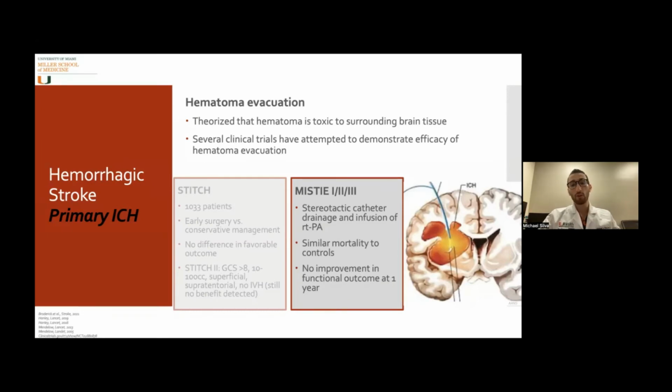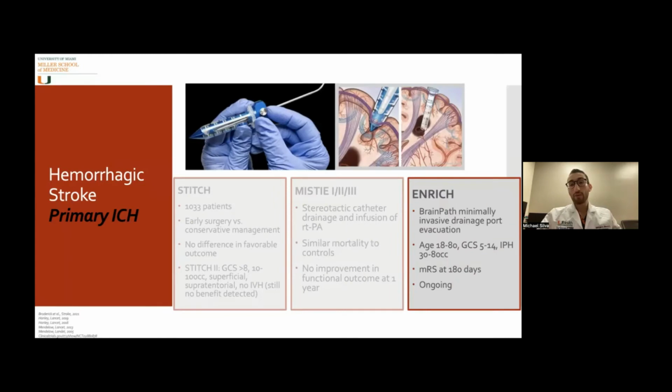They found similar mortality compared to controls and no improvement in functional outcome at 1 year. So moving on to ENRICH, a similar idea. The thought here is that, again, a more minimally invasive way to evacuate the hematoma may help. In the ENRICH trial, they're using BrainPath, a minimally invasive drainage port to evacuate the hematoma, with more narrow inclusion criteria, and this trial is ongoing.